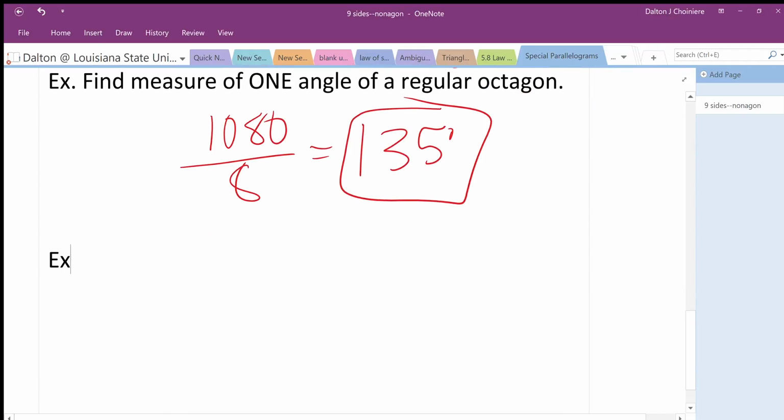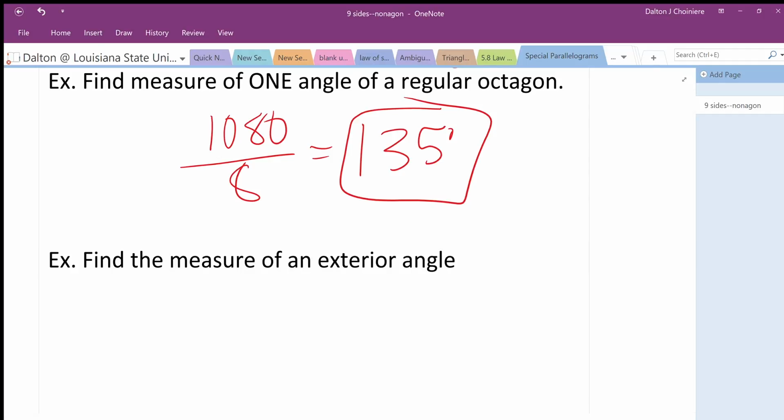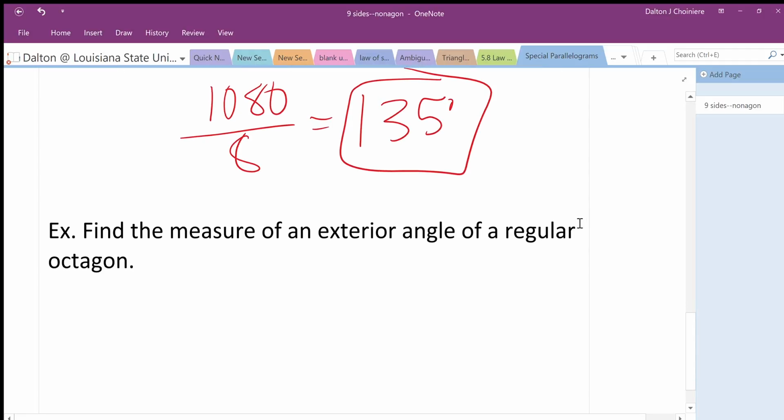Okay, my last example dealing with this is find the measure of an exterior angle of a regular octagon. And again, you can abbreviate these questions if you like. Find the measure of an exterior angle of a regular octagon.